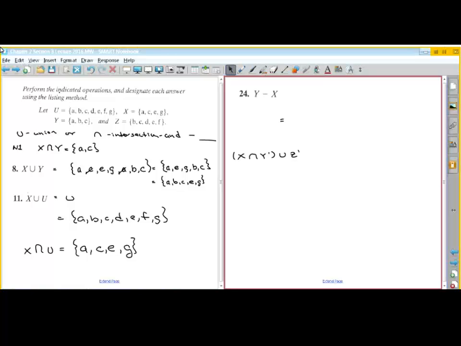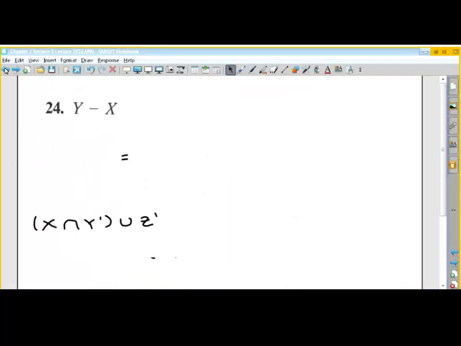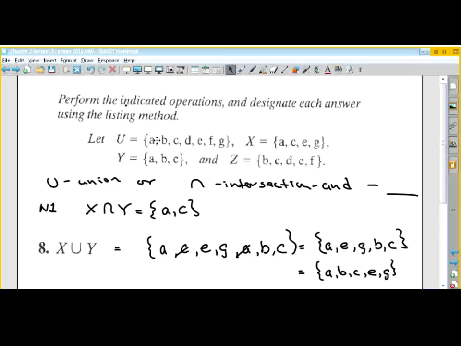So you should have watched the two videos, part of one video and then the entirety of the second video. And what we were talking about was this particular example where we had a universal set consisting of these letters and then two other sets that consisted of a selection of the letters that are in the universal set.